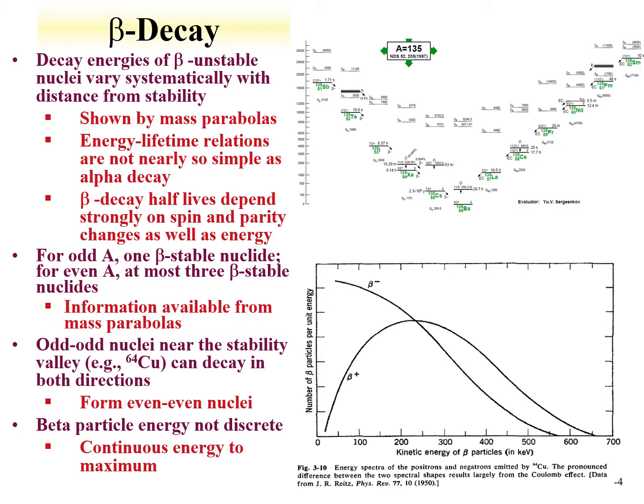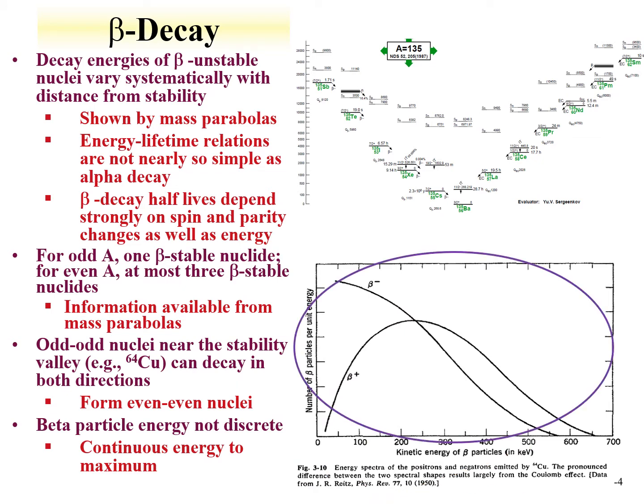Some odd nuclei near the stability valley, for example, copper-64, can decay in both directions. As we see with copper-64, it has a beta minus and a beta plus positron emission. So both of these form even nuclei. That's one of the reasons that you can drive this stability.